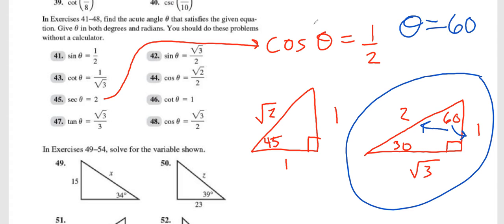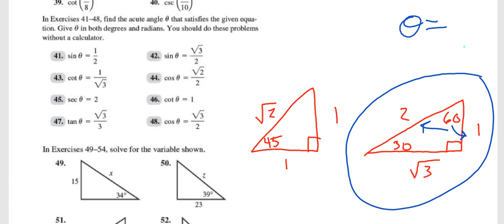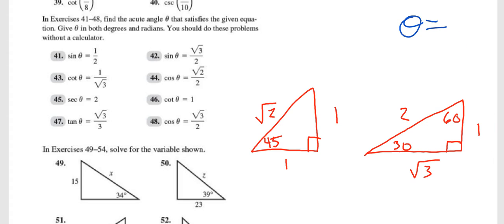Okay, how about 47? Let's just do 47. Oh, and by the way, I don't want to waste time on converting, but we've done converting before, and you can use the same technique that we talked about a little bit ago. Okay, 47: tangent equals radical 3 over 3. This one might stretch your brain a touch.